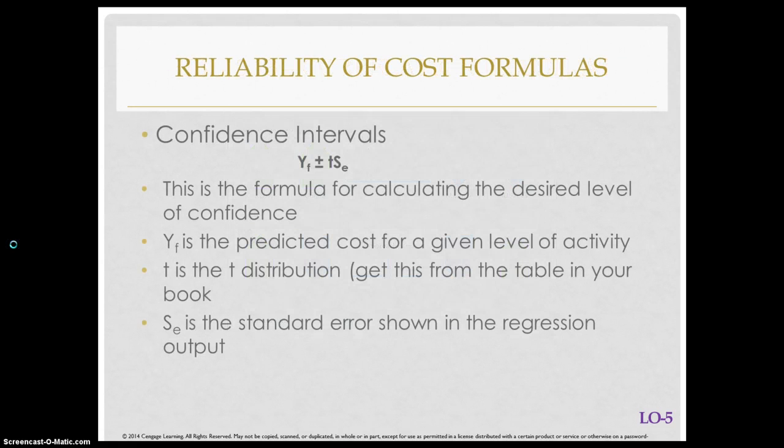Reliability of cost formulas, confidence intervals. Y sub F plus or minus T times S sub E. This formula is for calculating the desired level of confidence. Y sub F is the predicted cost for a given level of activity. T is the T distribution. Get this from the table in your book. You can look up the T distribution table and grab those. And then S sub E is the standard error shown in the regression output.